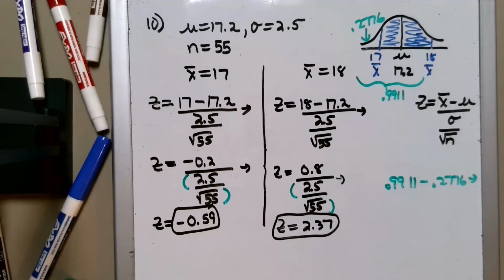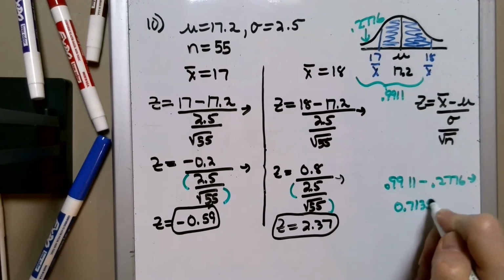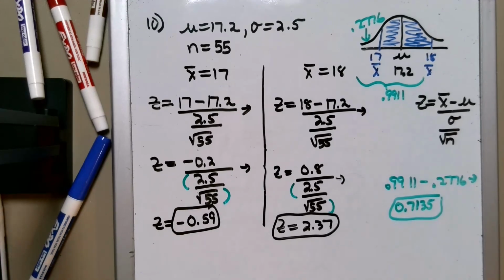Let me go to my calculator. 0.9911 minus 0.2776. It's going to give me my answer of 0.7135. That's the probability that if we took a large sample of 55 American households, their glass garbage for the year would fall between 17 and 18 pounds.